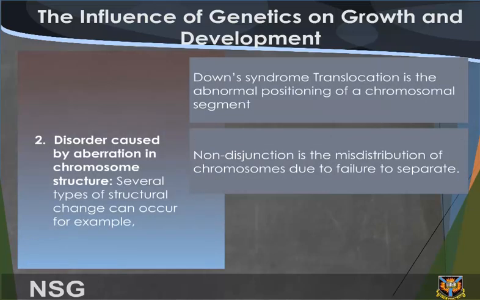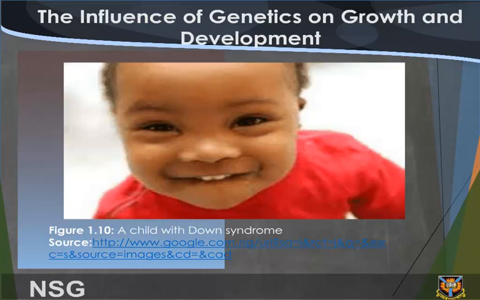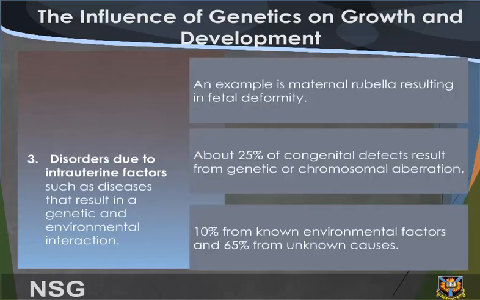2. Disorder caused by aberration in chromosome structure. Several types of structural change can occur. For example, in Down syndrome, translocation is the abnormal positioning of a chromosomal segment. Non-disjunction is the misdistribution of chromosomes due to failure to separate. 3. Disorders due to intrauterine factors, such as diseases that result in a genetic and environmental interaction. An example is maternal rubella, resulting in fetal deformity. About 25% of congenital defects result from genetic or chromosomal aberration, 10% from environmental factors, and 65% from unknown causes.